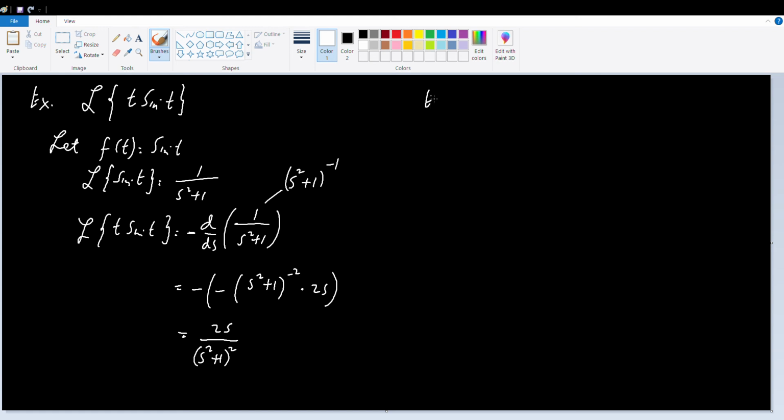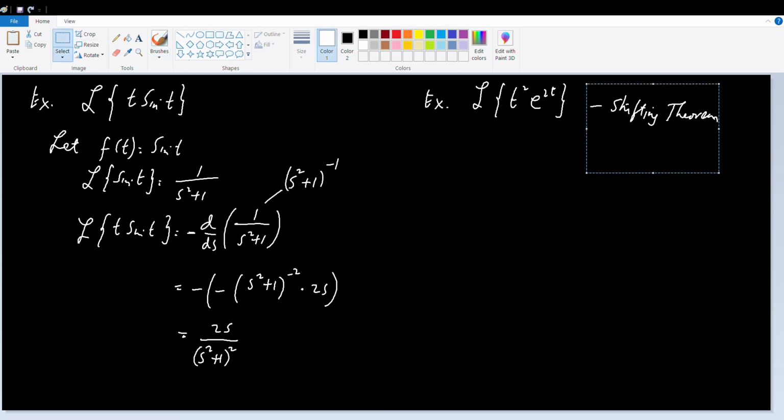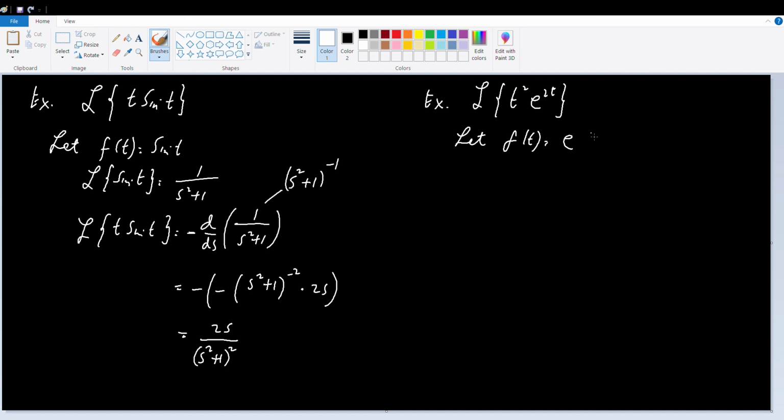How about this one? The Laplace transform of t squared e to the 2t. We can find the Laplace transform of t squared e to the 2t using the shifting theorem. But instead of using the shifting theorem, let us apply the t multiplied transform. Okay? The t multiplied transform. So, let f of t be equal to e to the 2t.